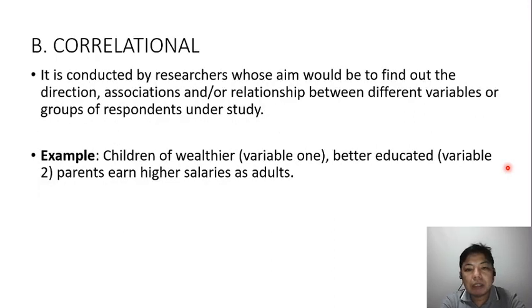The next one is tinatawag natin na correlational. Correlational is conducted by researchers whose aim would be to find out the direction, association, and or relationship between variables or group of respondents under study. So in correlational research design, your aim is to know the relationship, okay, the relationship between variables or groups. For example, okay, children of wealthier, better educated parents earn higher salaries as adults. So in this particular studies, you are going to determine if there is a relationship between wealth and better education to higher salaries as adults.